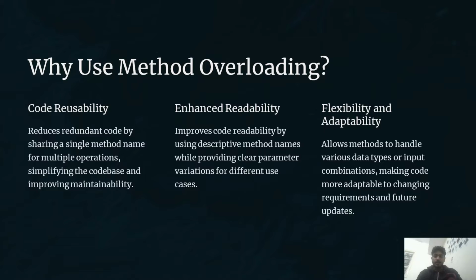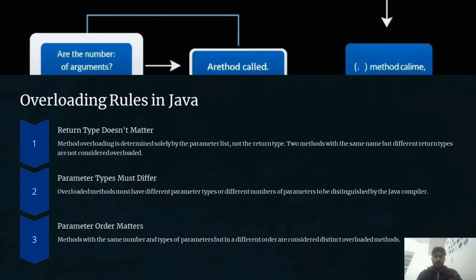Enhanced readability. Improves code readability by using descriptive method names while providing clear parameter variations for different use cases. Flexibility and adaptability. Allows methods to handle various data types or input combinations, making code more adaptable to changing requirements and future updates.